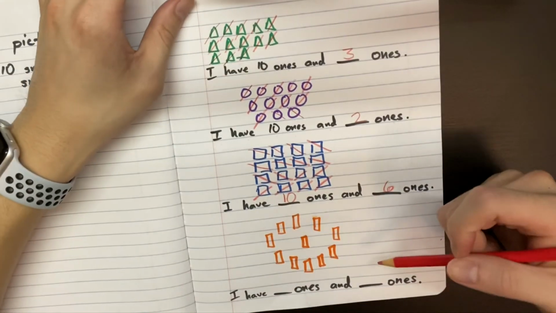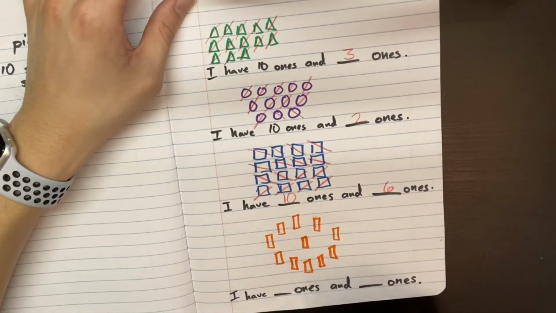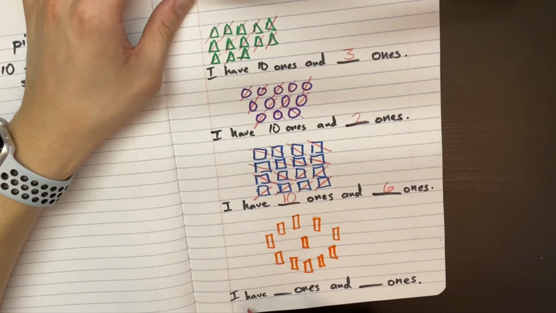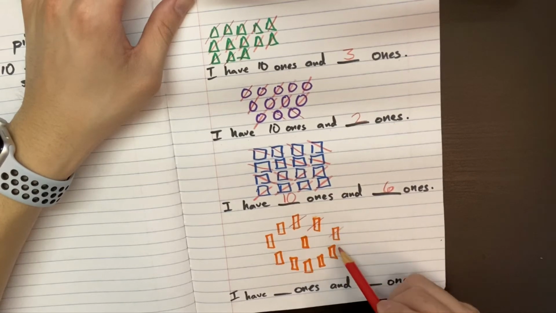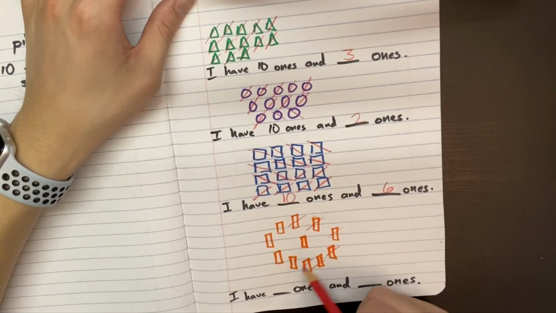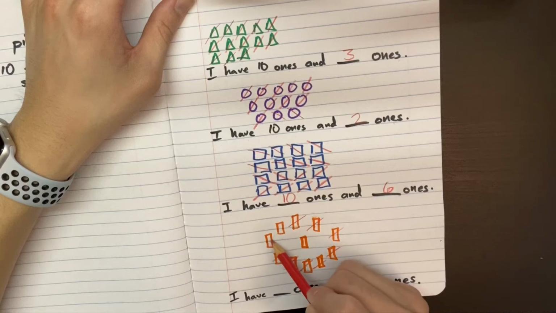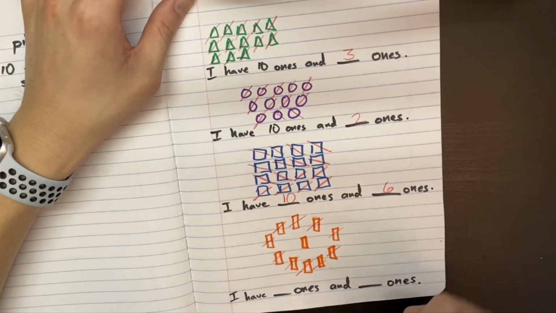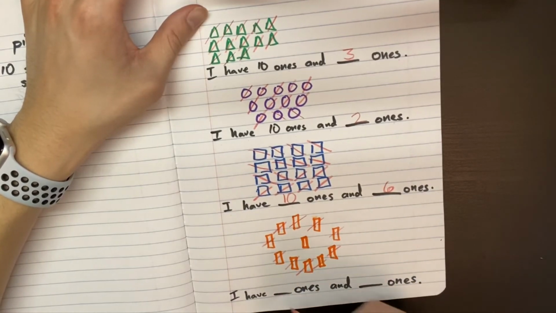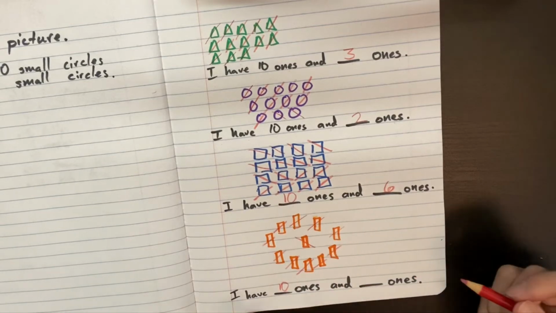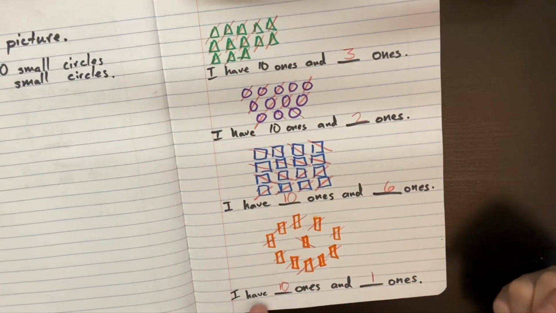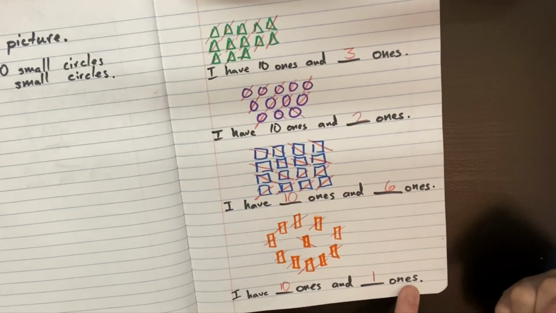All right, and this last one. Let's count them. I have blank ones and blank ones. All right, now let's count them. 1, 2, 3, 4, 5, 6, 7, 8, 9, 10. Oh, there's my first group of 10. I have 10 ones and blank ones. Let's see. Oh, and 1 one. I have 10 ones and 1 one.